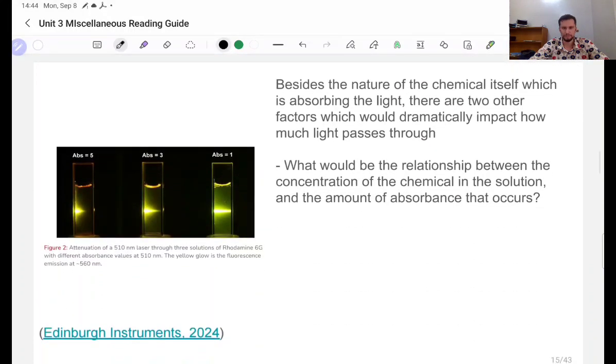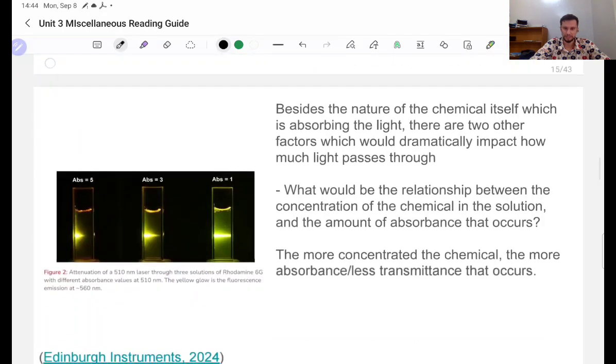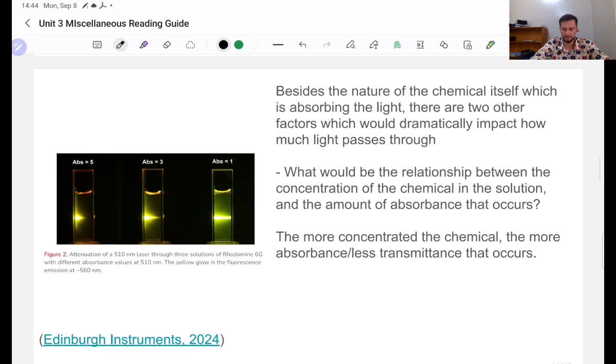What would be the relationship between the concentration of the chemical in the solution and the amount of absorbance that occurs? Pause the video if you need to, think about it. Okay, hopefully you answered. If you didn't answer, you should say, as the concentration goes up, the absorbance will go up, the transmittance will go down. Again, because there's more chance the light hits the chemicals in the solution. So the more concentrated the chemical, the more absorbance, less transmittance that occurs.